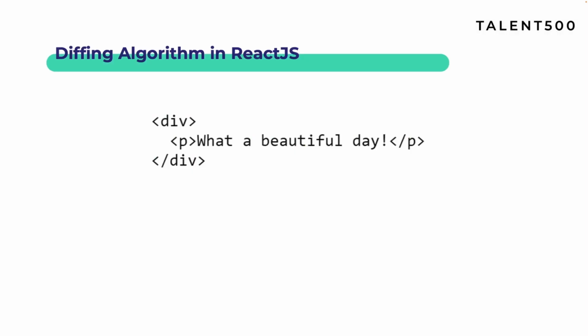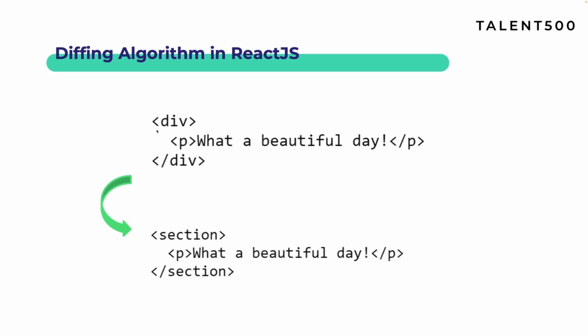Now let us quickly look into the diffing algorithm and try to understand what diffing is. We understood from the visual diagram before, but let's talk about things from the DOM point of view. So here we have a div tag and there is a p tag and then the div closes. And let's say the change happens such that the div tag changes to section. So here for the p tag there is no change, but its parent changed, like this div becomes section.